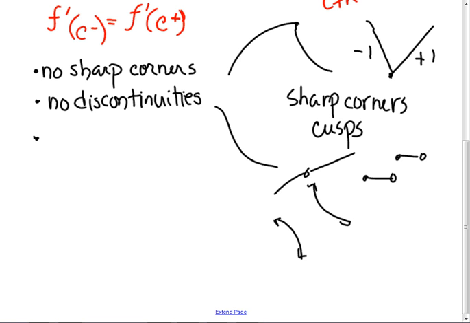Too many wiggles is discontinuous. Remember, it's got to be continuous. What if I have this picture?